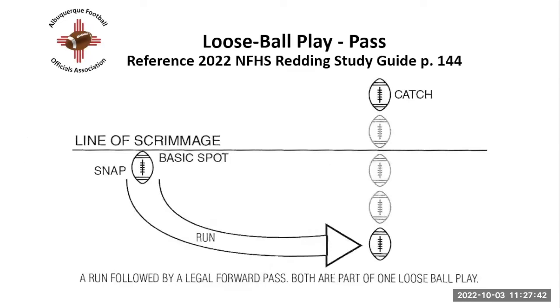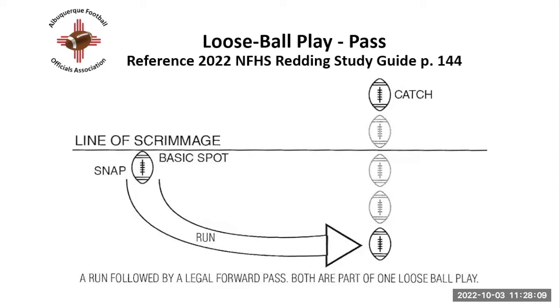Here's some more examples. A run followed by a legal forward pass. This is one of the most basic ones. You have the quarterback under snap, under center. There's a pass, a run and a pass. Now we have a loose ball play. That loose ball play does not end until that catch is made. It doesn't matter if the catch is made beyond or behind the basic spot, line of scrimmage, sorry. The previous spot is the basic spot.